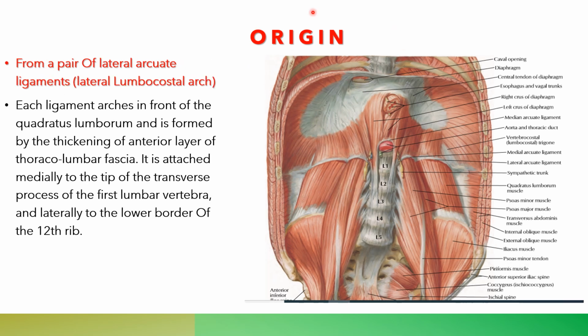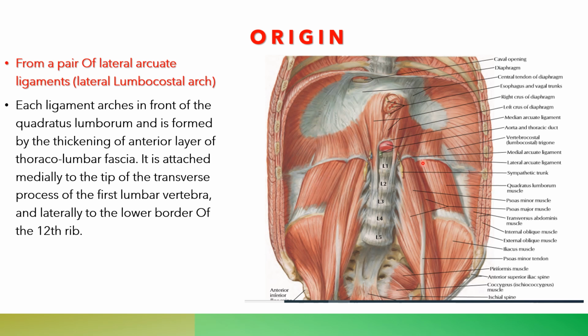Now coming to the third source of the origin of the vertebral part of the diaphragm, from a pair of lateral arcuate ligaments, also known as the lateral lumbocostal arch. First of all, let me show you the location of the lateral arcuate ligaments. You can see here, this is one lateral arcuate ligament, and this is the other. Now each ligament arches in front of the quadratus lumborum muscle. You can see here, this is quadratus lumborum, and here also this is quadratus lumborum.